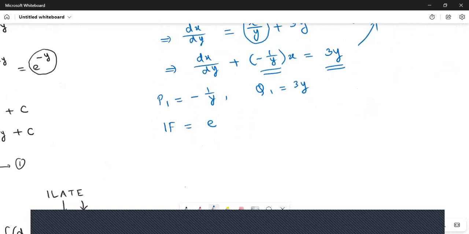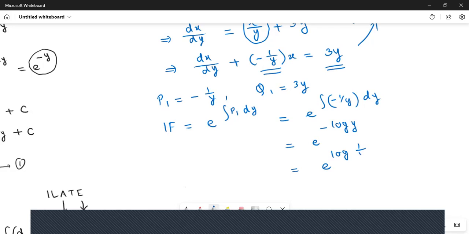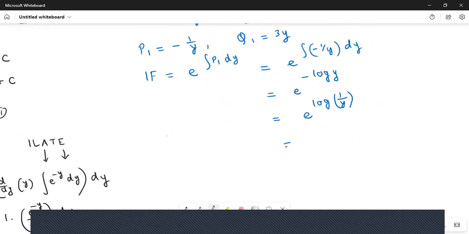So integrating factor, you know that this will be the integral of p1 dy, not dx, okay? It will be dy. Now what is p1? Minus 1 by y dy. Fine. So how much will you get? e to the power of the integration of this, which is log y. Now this log y you can rewrite as log 1 by y, correct? So finally from here you will get only 1 by y. So your integrating factor finally becomes 1 by y.